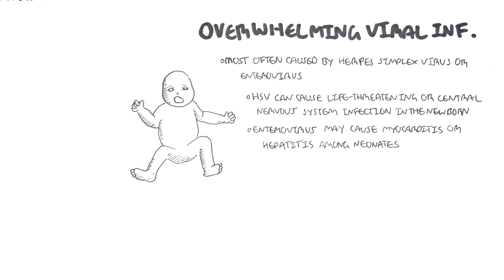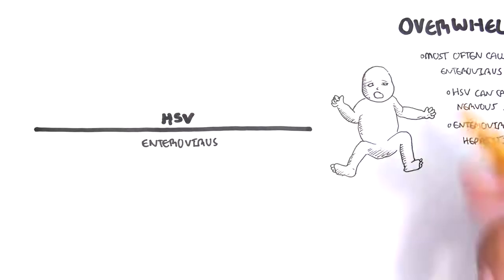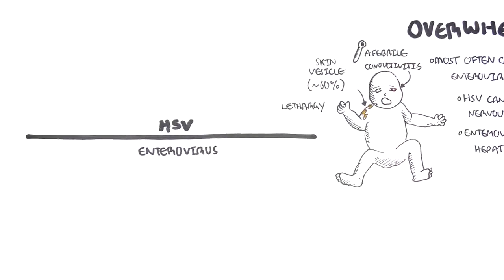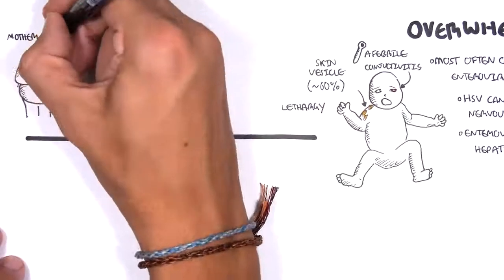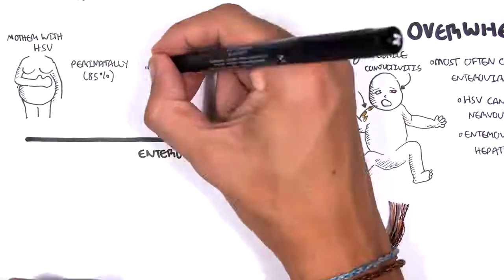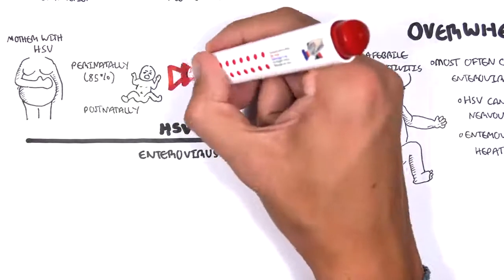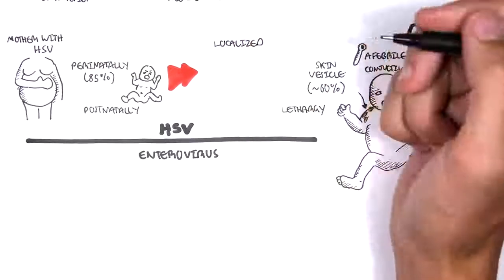Let's begin by looking at the herpes simplex virus. The signs and symptoms of a herpes simplex viral infection include lethargy, formation of skin vesicles, about 60% of cases. They're often afebrile and maybe have conjunctivitis. Risk factors for neonatal herpes simplex virus infection is having a mother with herpes simplex virus, perinatally in 80% of cases, or postnatally. These risk factors can essentially lead to a herpes simplex virus infection, which can either cause one or more of the following.